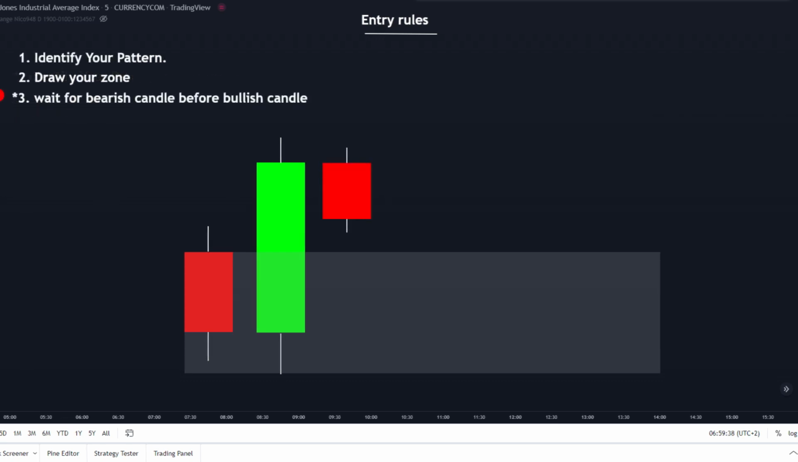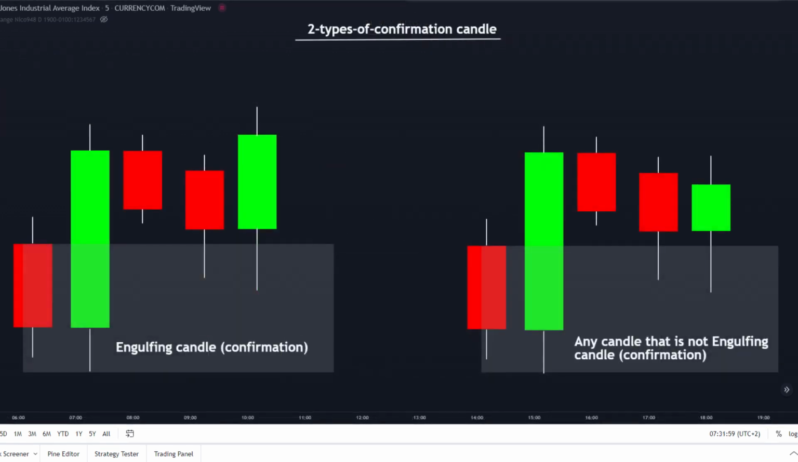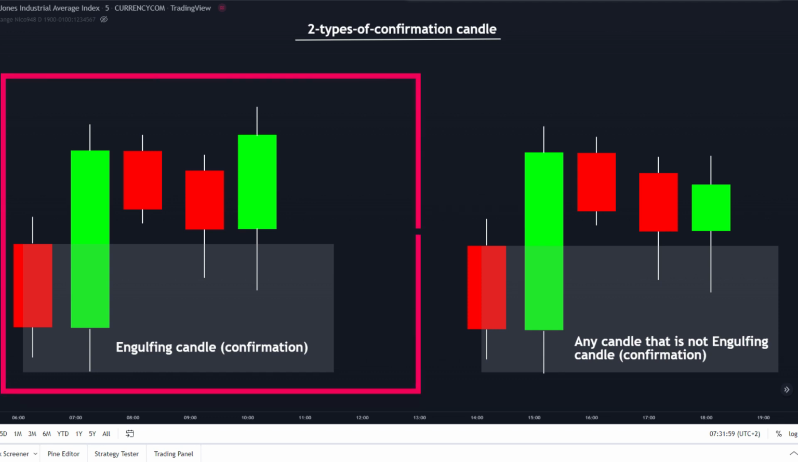3. Wait for the market to make at least one bearish candlestick before the bullish confirmation candle. 4. Wait for the market to touch the zone before any confirmation candle. And sometimes the confirmation candle can be the one that touches the zone. 5. This one, let me explain, because a lot of people might not understand it clearly, but I will try to keep it as simple as possible.